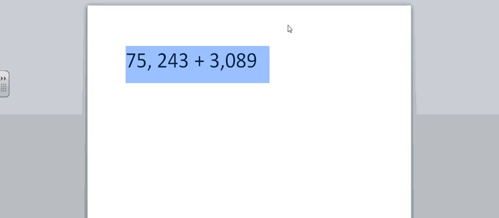I am going to do number 3. Number 3 is a matter of lining it up. So for this one, I have 75,243 plus 3,089. So remember that my ones should always line up with each other, and that was a big problem I saw here. I'm going to make this even bigger.